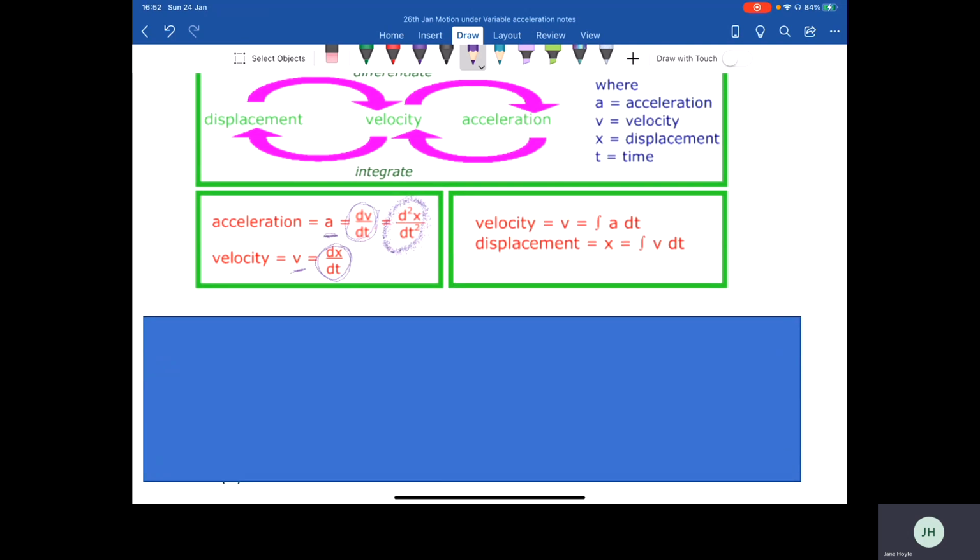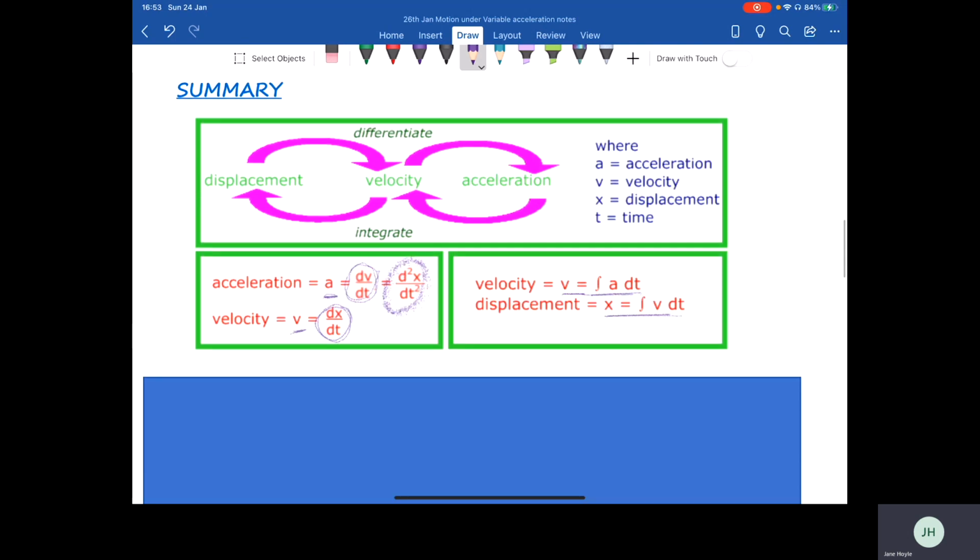And then on the right hand side, I think I wrote this up earlier as well. I've got them written as an equation. To find the velocity, we integrate the acceleration. To find the displacement, we integrate the velocity. So one way or the other, you need to remember these.